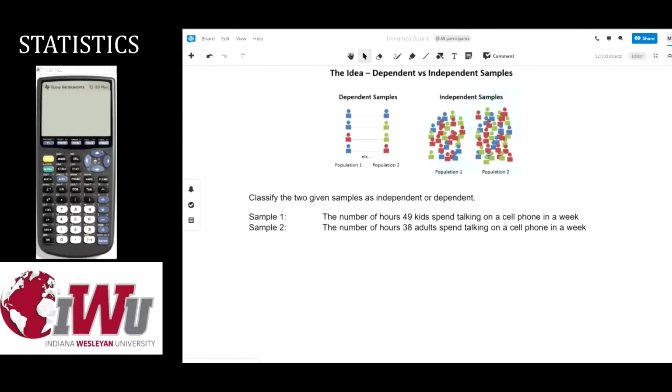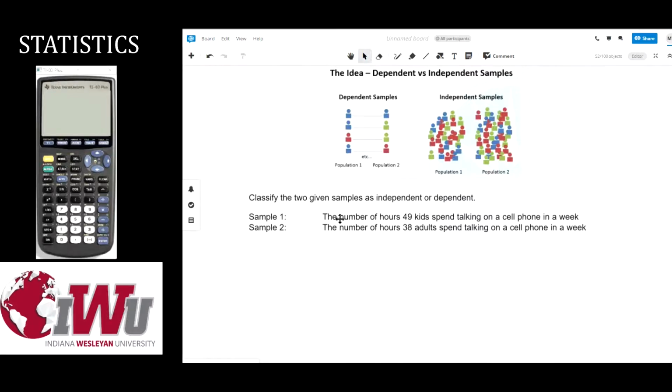In this stats review, we're going to first look at independent versus dependent. Dependent samples occur when you have two samples that affect one another. In this illustration, you'll see lines going back and forth showing that there's a relationship between the two populations. They affect one another. Independent samples, on the other hand, do not affect one another. They're separate. So in this example, classify the two given samples as independent versus dependent.